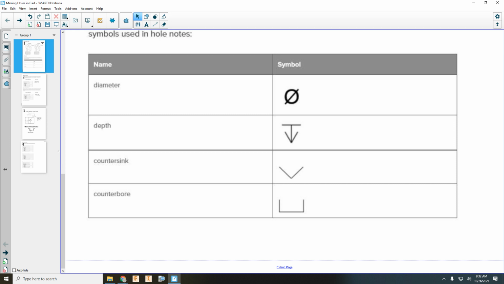So a diameter symbol is the same as for circles. We have this little arrow with a line that's our depth. Countersink, of course, looks like a sink, and that V shape looks like how a sink drain is made. It has to go to a low spot and drain down so that the sink will drain. So that's where that comes from, and counterbore is flat bottom.